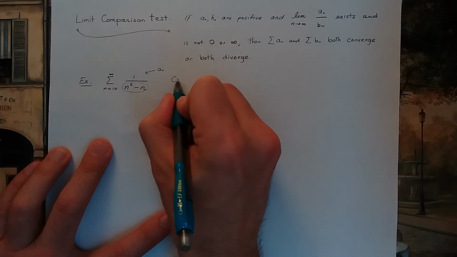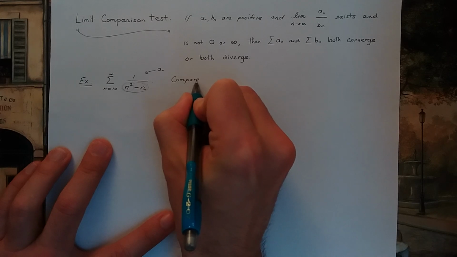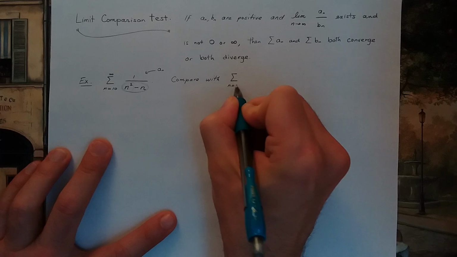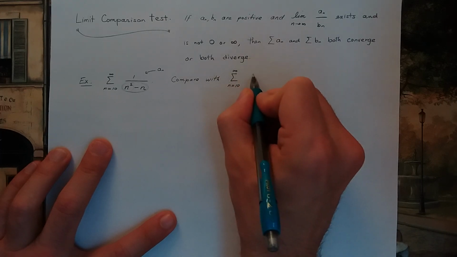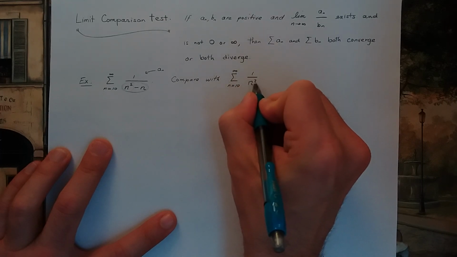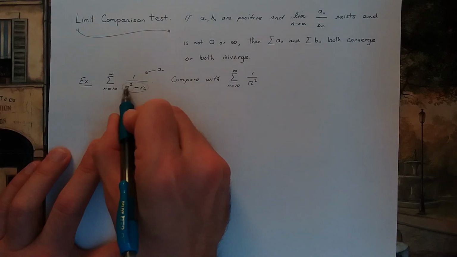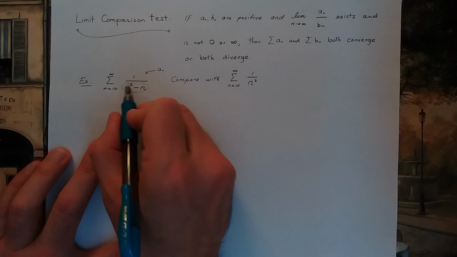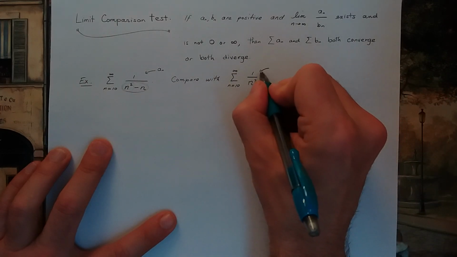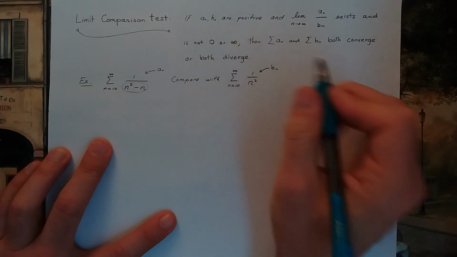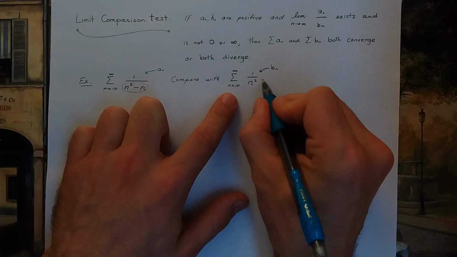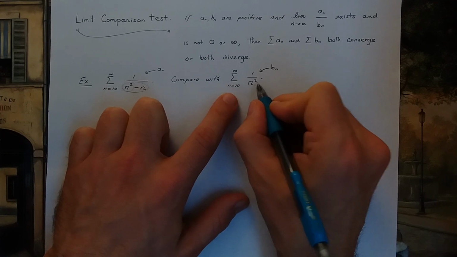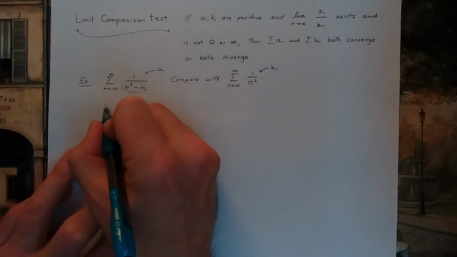So I'm going to compare with the sum 1 over n squared. So I'm going to drop the n term, deciding that really the n squared is what matters. So this is my b_n. And I know that this converges. It's a convergent p-series with p equals 2.